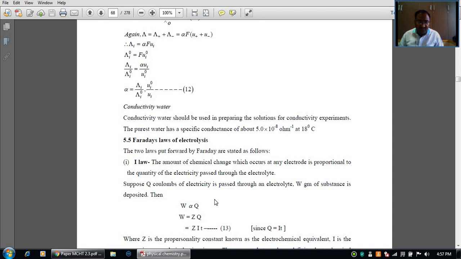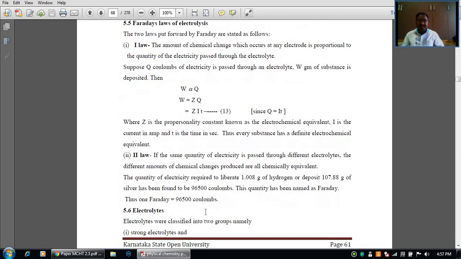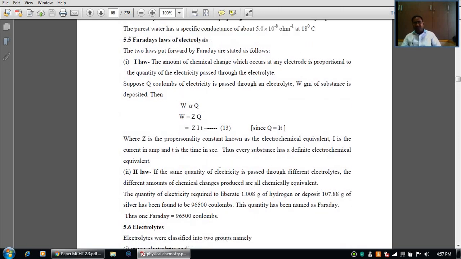Next, Faraday's laws of electrolysis, the first law and the second law. These two are very important. The first law is very simple. The amount of chemical change which occurs at any electrode is proportional to the quantity of electricity passed through the electrolyte. W is directly proportional to Q. Q is the product of current and time. Here W is equal to ZIt, where Z is the proportionality constant or electrochemical equivalent.